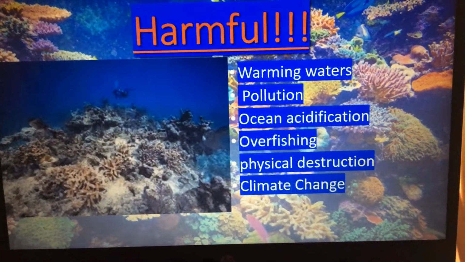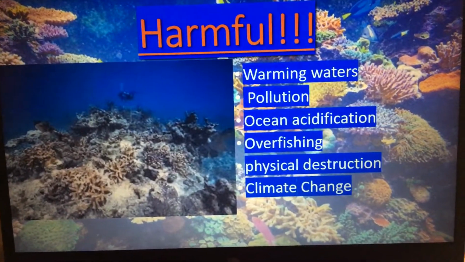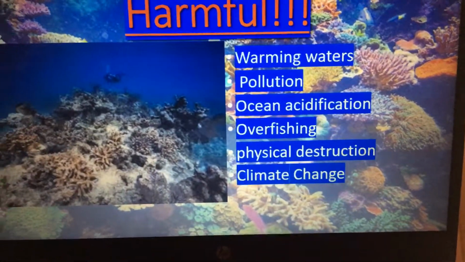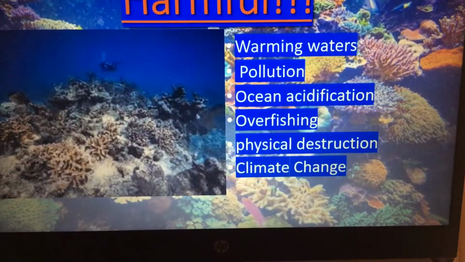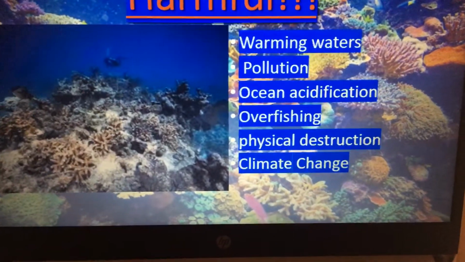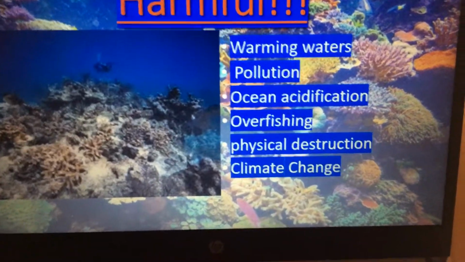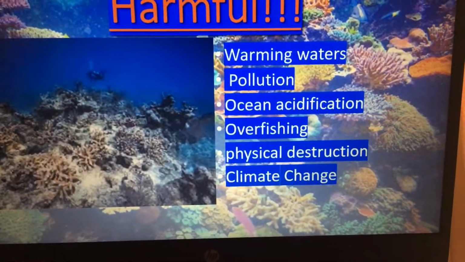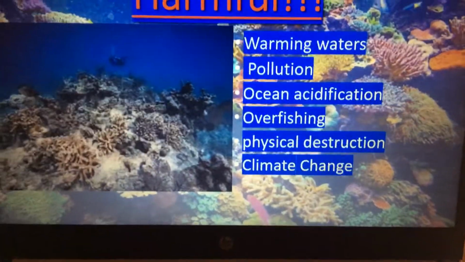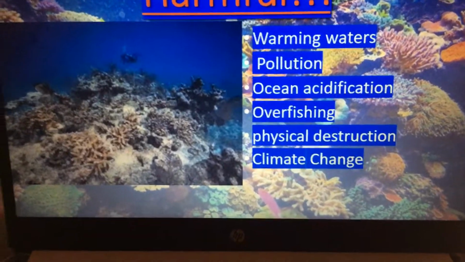If you see this picture here, that is a picture of a coral reef that has died, that has been destroyed. There are many ways to kill a coral reef. Some things that we can affect, that we can change, are warming waters. The warmer waters are causing coral reefs to die. Also, pollution, ocean acidification, overfishing, physical destruction, and climate change.